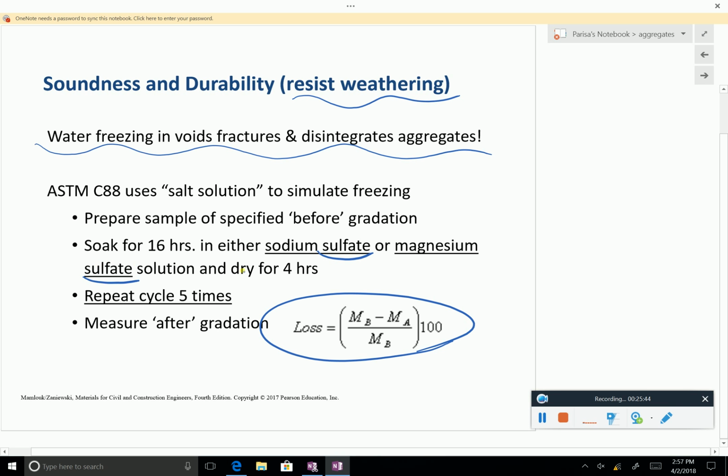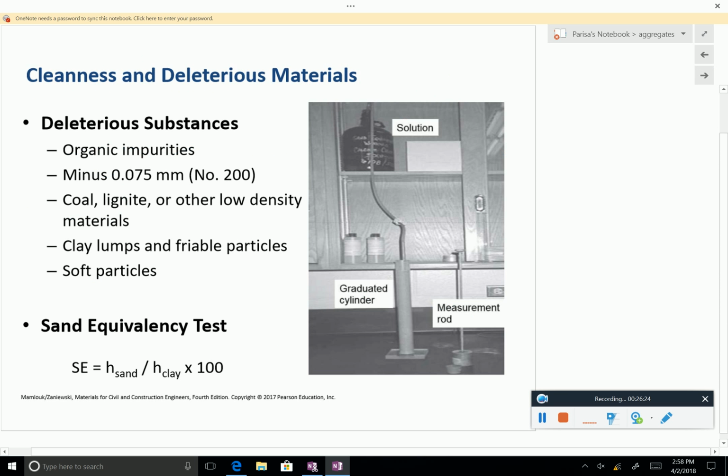You soak the aggregates in a solution of sulfate. So sulfate creates some crystals inside the aggregates, which works a little bit like ice crystals and simulates this kind of damage. And again, you measure the mass loss. You want to see how much of the material is going to be damaged after several cycles of repeating this test. Yeah, that's called soundness test. Yeah, there is an ASTM standard. If you have any questions, just ask me. I go through them pretty fast.